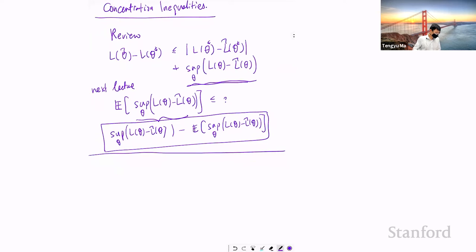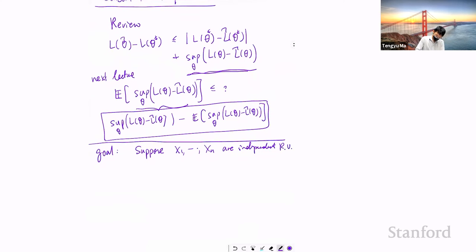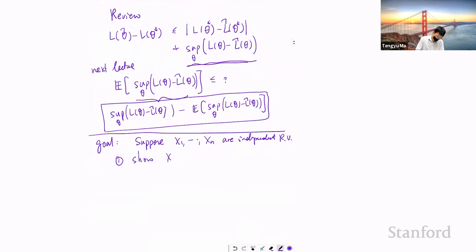So a more concrete overview is the following. The goal for this lecture is the following. Suppose you have some random variables x1 up to xn, and they are independent. We're going to show 2 types of inequalities. The first type of inequality shows that if you take the sum of these random variables, they are concentrated around the expectation. Hoeffding's inequality is one type of this inequality. We are going to extend Hoeffding's inequality to something more general.